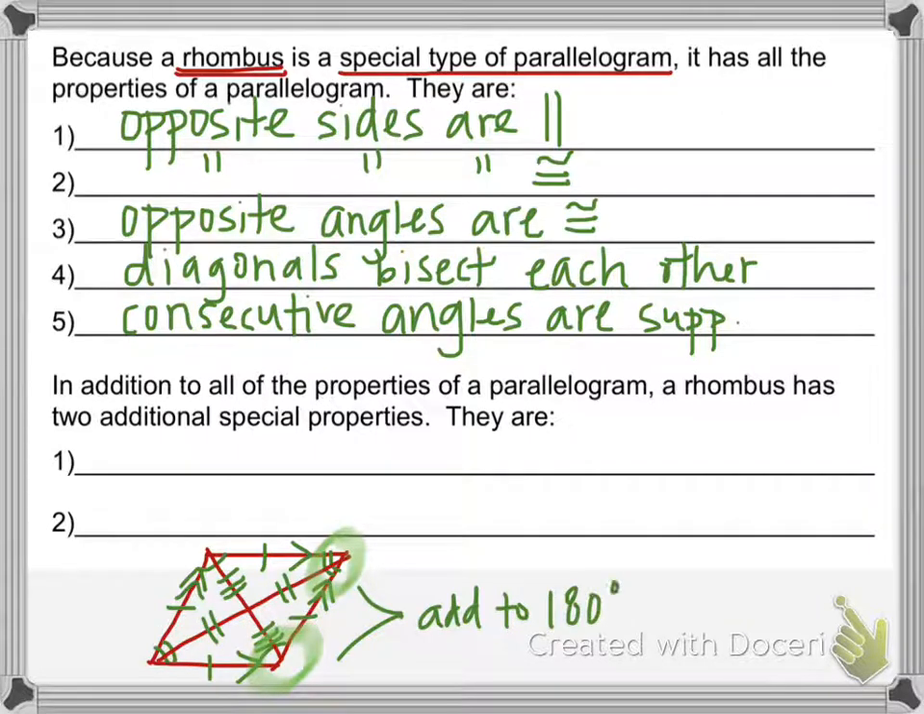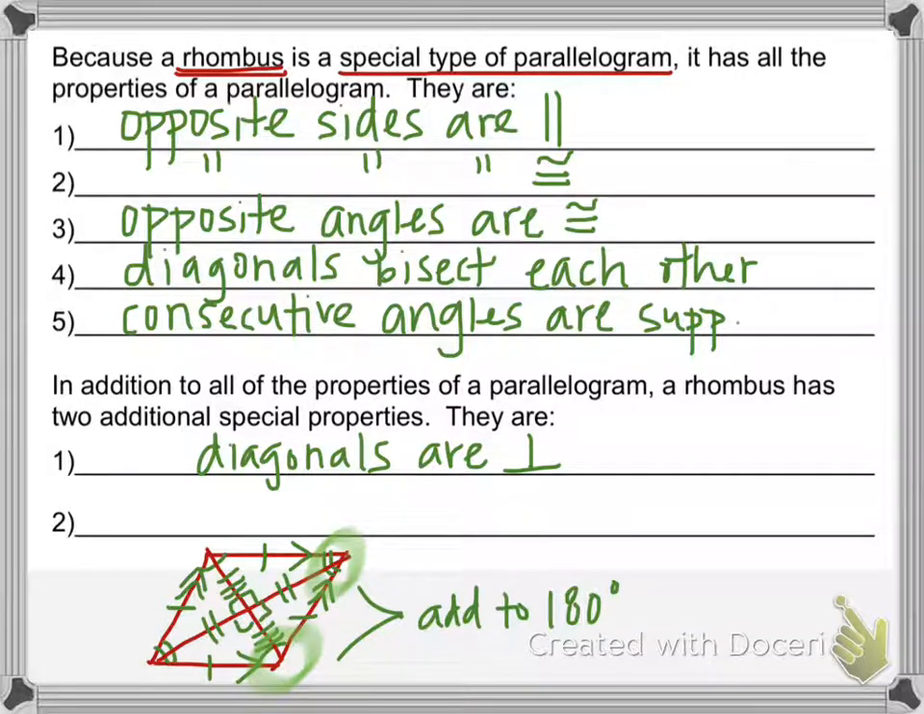And consecutive angles in a rhombus are a lot like consecutive angles in a parallelogram. One will be acute, one will be obtuse, and they'll always add up to 180. So the two additional properties that are unique to just rhombus are these. One, the diagonals are perpendicular. Remember the symbol for perpendicular? It's an upside down capital T, and that means the diagonals intersect each other at a right angle. So there are four right angles right there where they intersect.